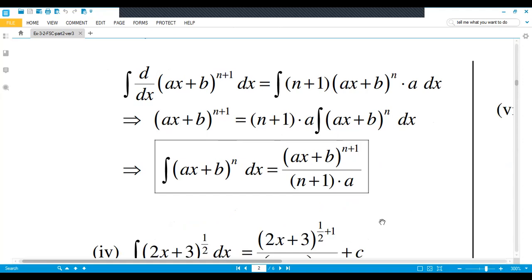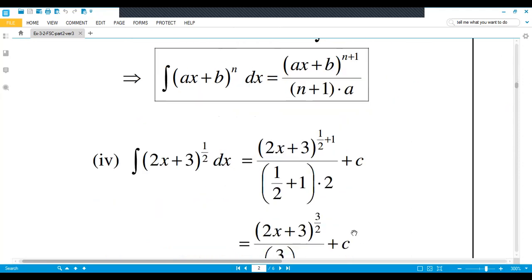But in integration, what will happen when you have such a type of value? Power plus 1 will be added, the same power will come in the denominator, then you take the derivative without the power, and that derivative will come in the denominator. In derivation, it will come in the multiplication, and in integration it will come in the division.